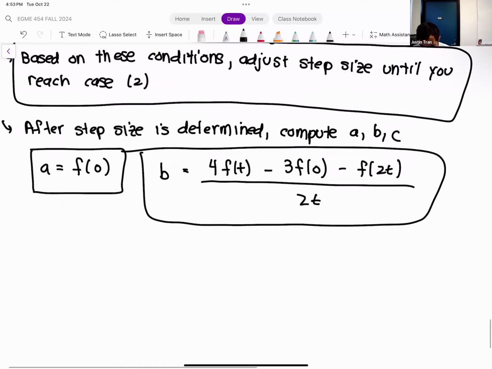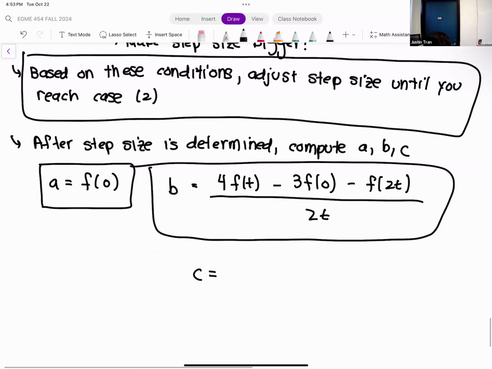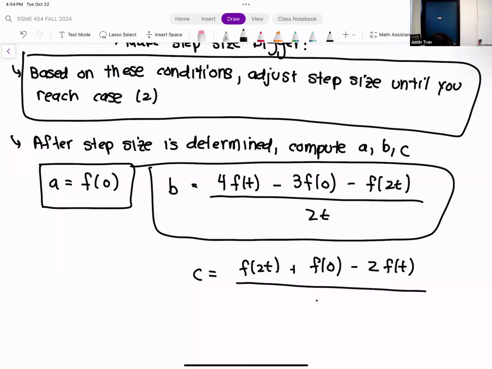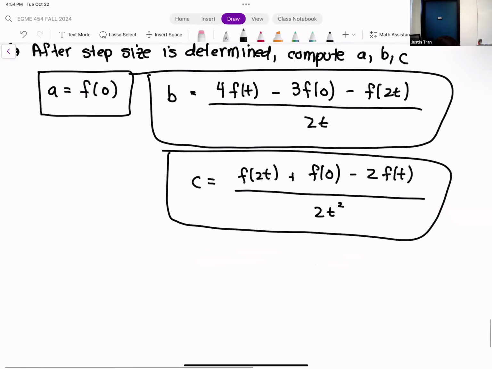And then our value for C is f of 2t plus f of 0 minus 2f of t, all divided by 2t squared. So once you have the right step size, you can compute these three coefficients. And then from here, our f tilde is simply going to be a plus bx plus cx squared.